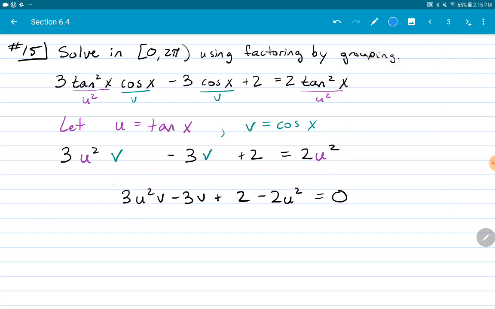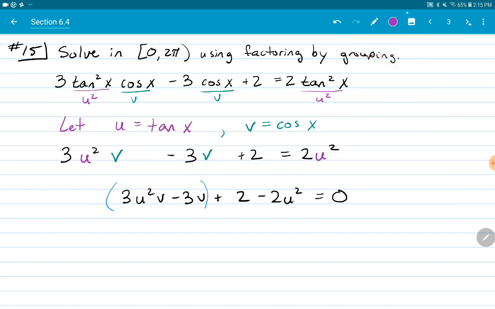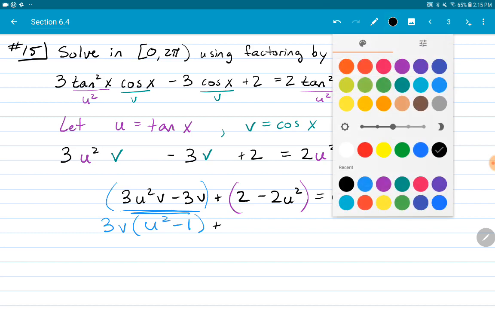So I group the first 2 guys in one color, and I can group the other 2 guys in another color. So looking at my blue group first, I want to take the GCF out of that group. And the GCF, the greatest common factor, is a 3v. So I'll take a 3v out, and I'm left with a u squared minus 1.